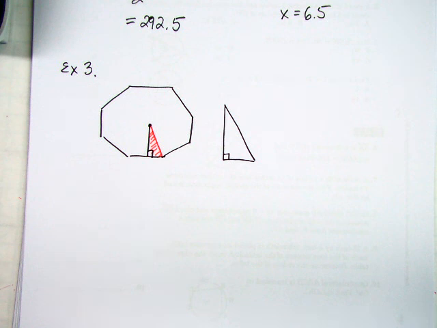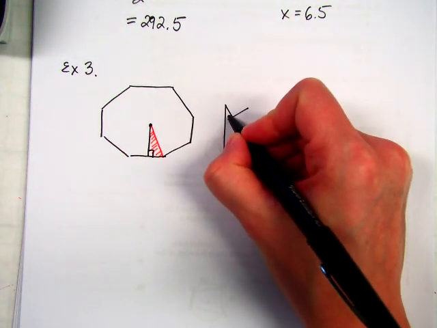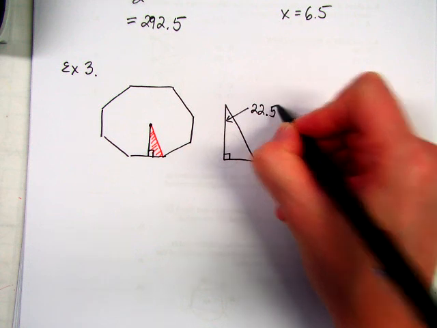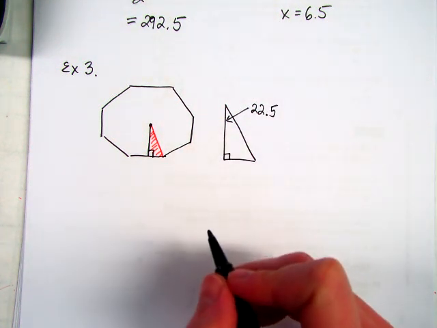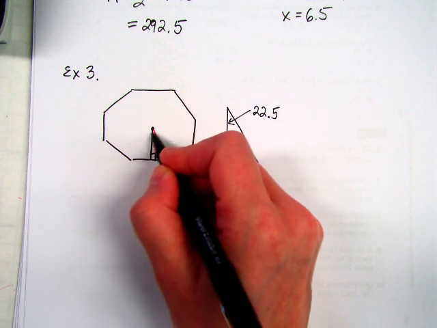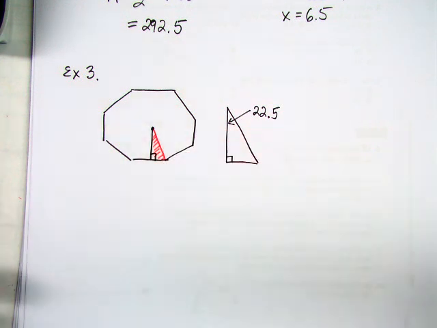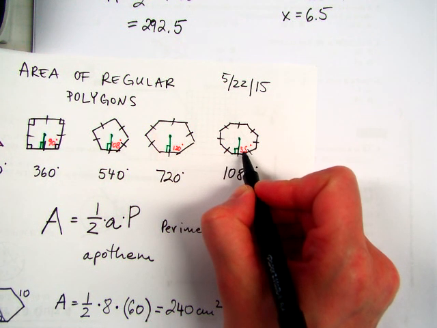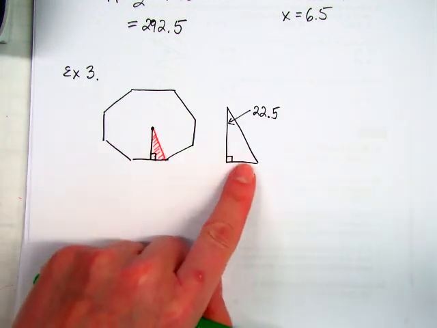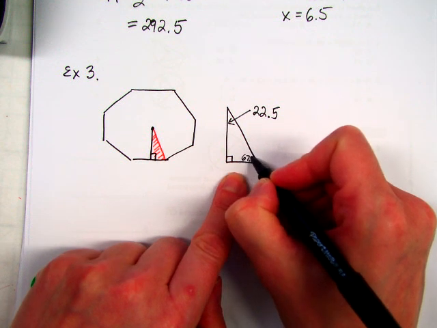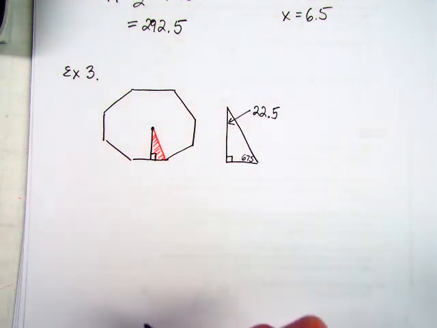All right, did anyone find it? What's this angle? 22.5. How did you do it? 360 divided by 8. That gives you 45 divided by 2. Did anyone use the fact that we actually figured out for an octagon that this is 135 divided by 2? So what's this bottom angle? 67.5.